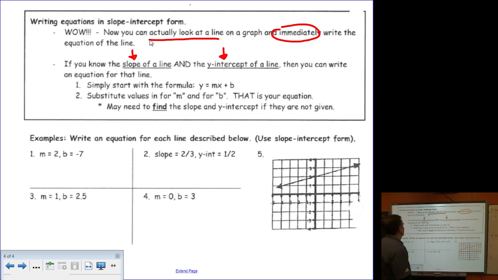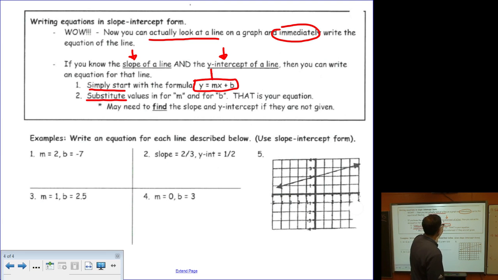You simply start with this formula. If you know the slope, then you can substitute the slope in place of the m. And if you know the y-intercept, then you can substitute the y-intercept in place of the b, and you immediately have an equation for a line.